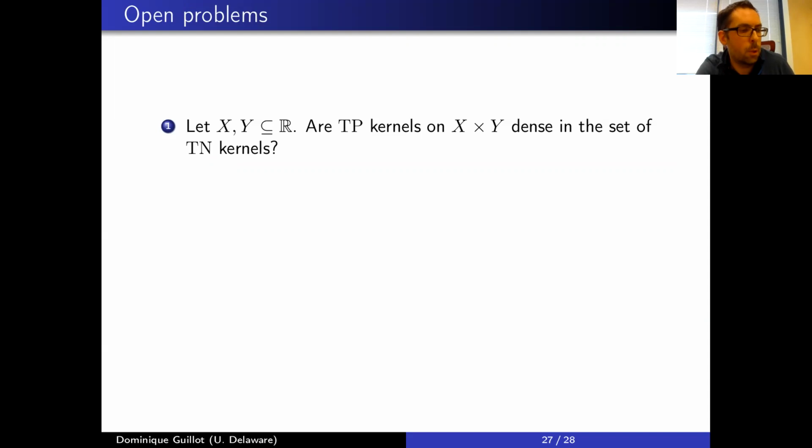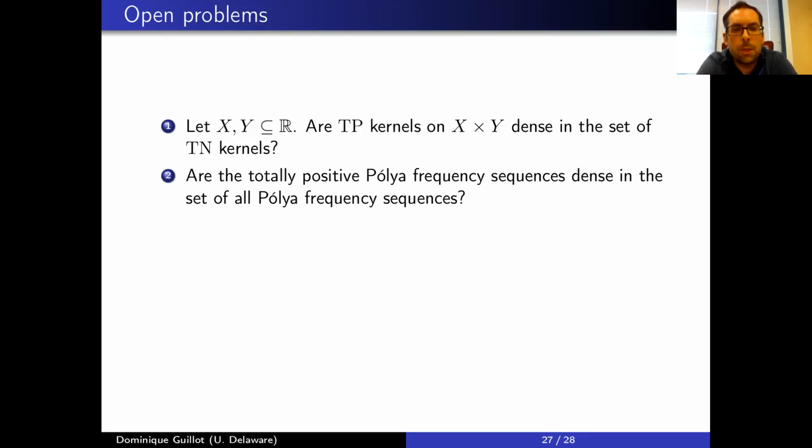Okay, so I'm almost at the end. Maybe just to conclude, a few open problems in case you're interested in this area. The first one I already mentioned: if you take some subsets of the real numbers, are the totally positive kernels on x times y dense in the set of TN kernels? Completely open. I showed you at least one partial result going in that direction, but we really have no idea. Are there more constraints that are needed on x and y? No idea. Even as a special case, what if I only care about the totally positive Polya frequency sequences? Are they dense in the set of all Polya frequency sequences?